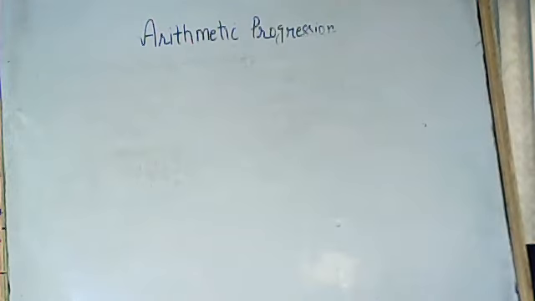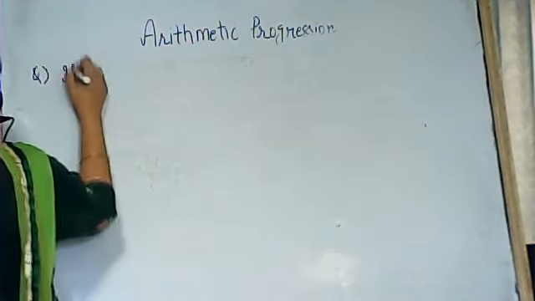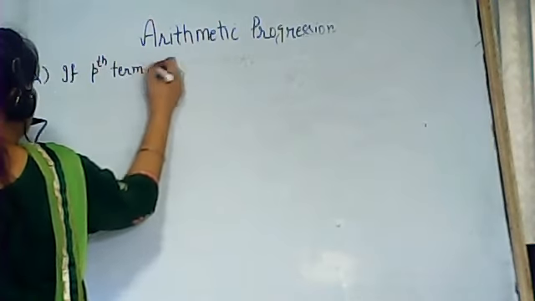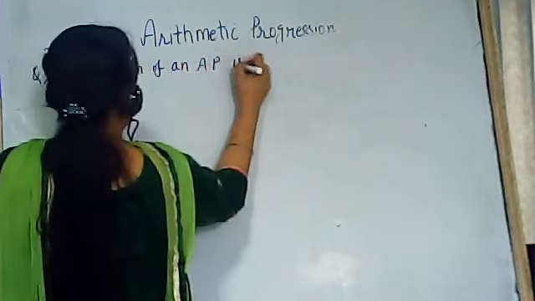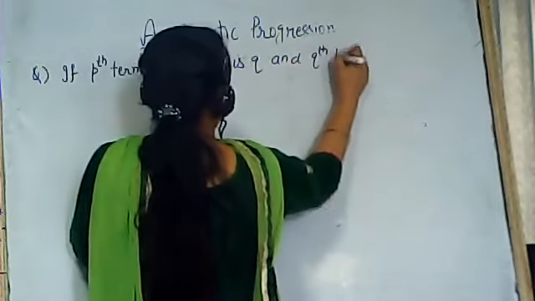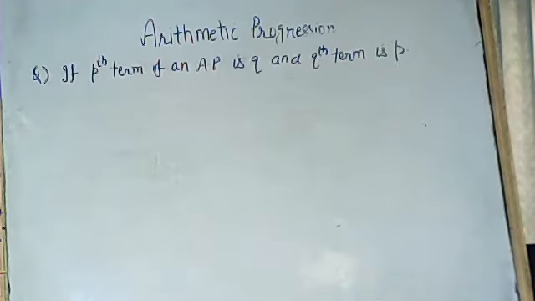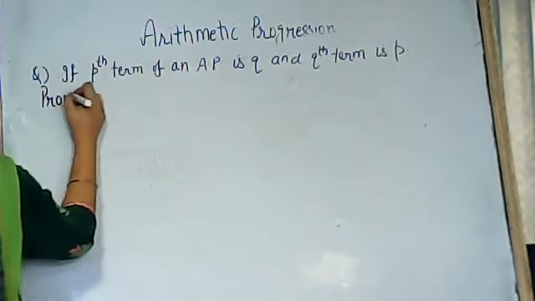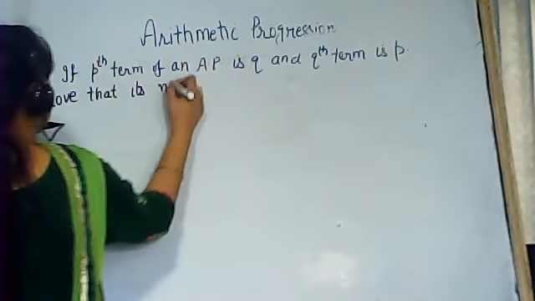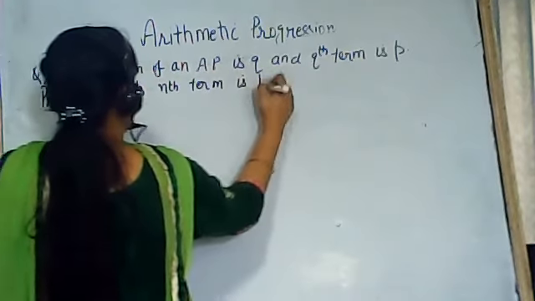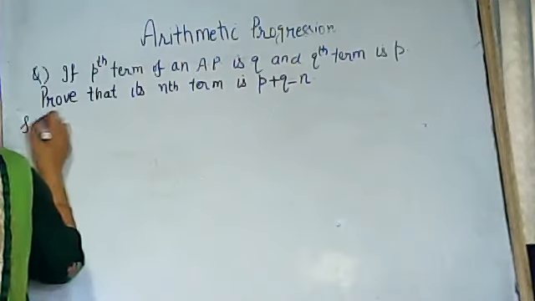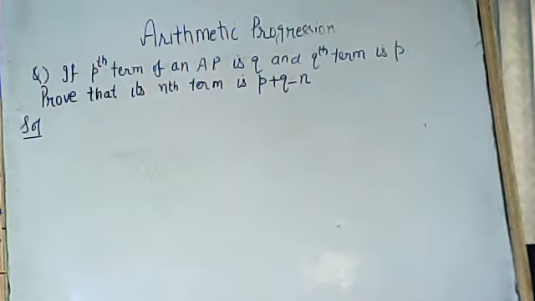The next question is: if the pth term of an AP is Q and the qth term is P, then prove that its nth term is P plus Q minus N.